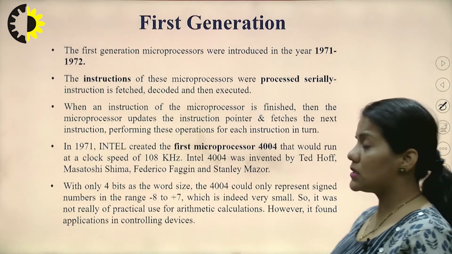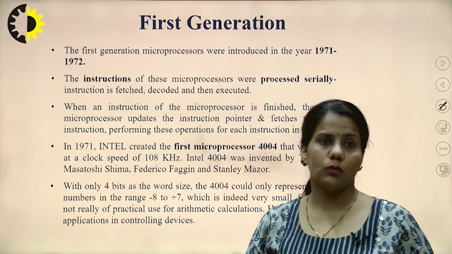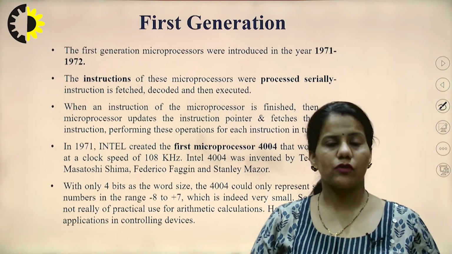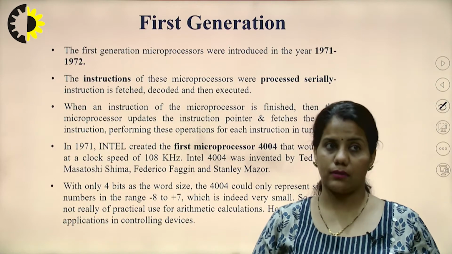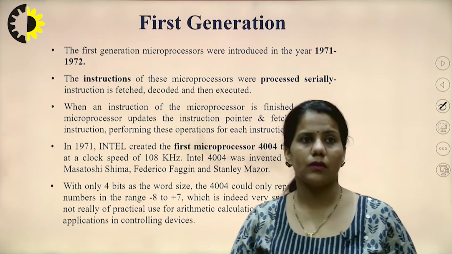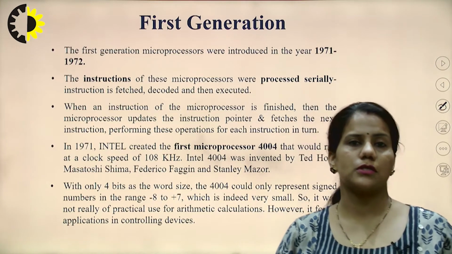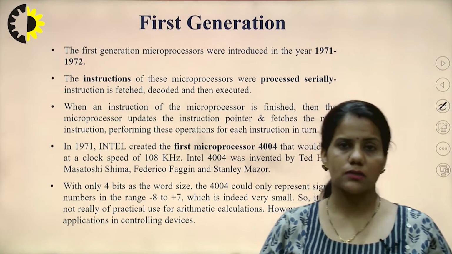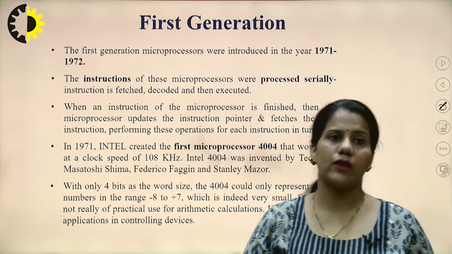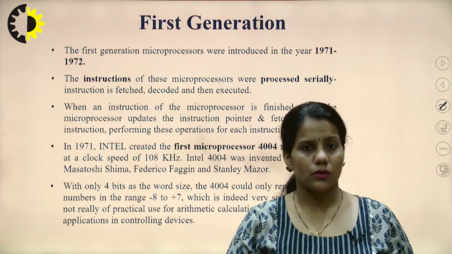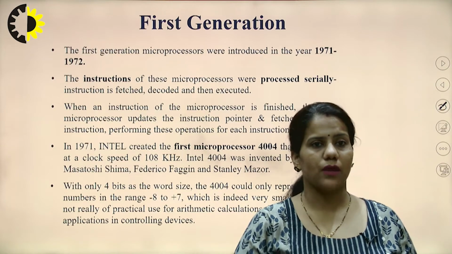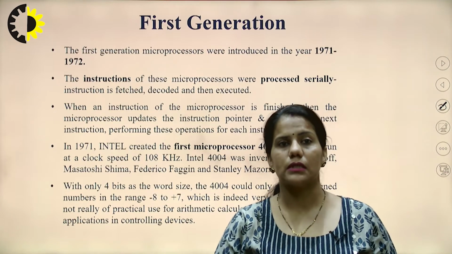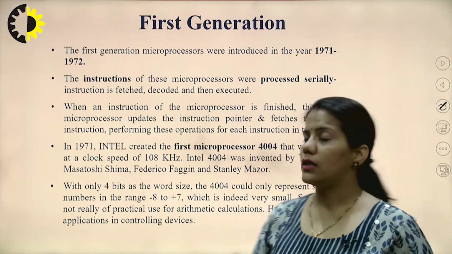Now, since we are talking about evolution, meaning how microprocessors have developed from previous times till date, the evolution of microprocessors is divided into 5 generations: first, second, third, fourth and finally the 5th generation. Today we will talk about all these 5 generations, their features, and the microprocessors that were introduced in them. Let's have a look.